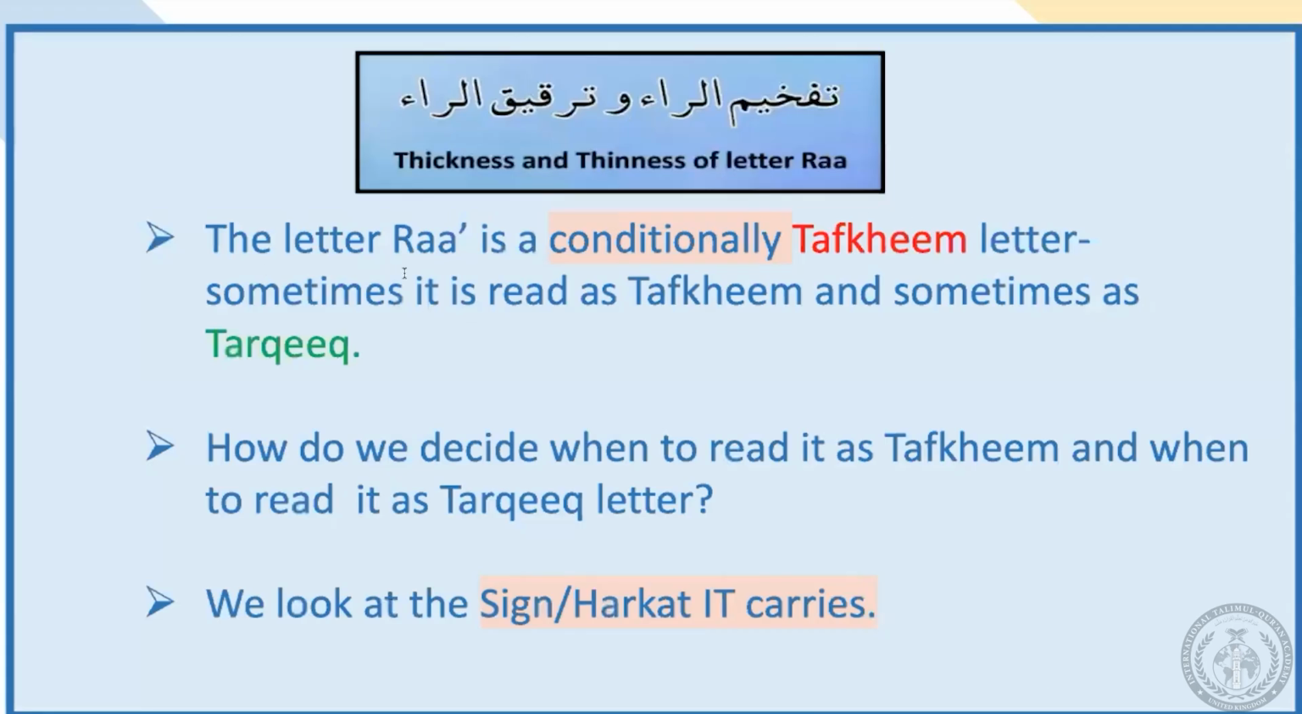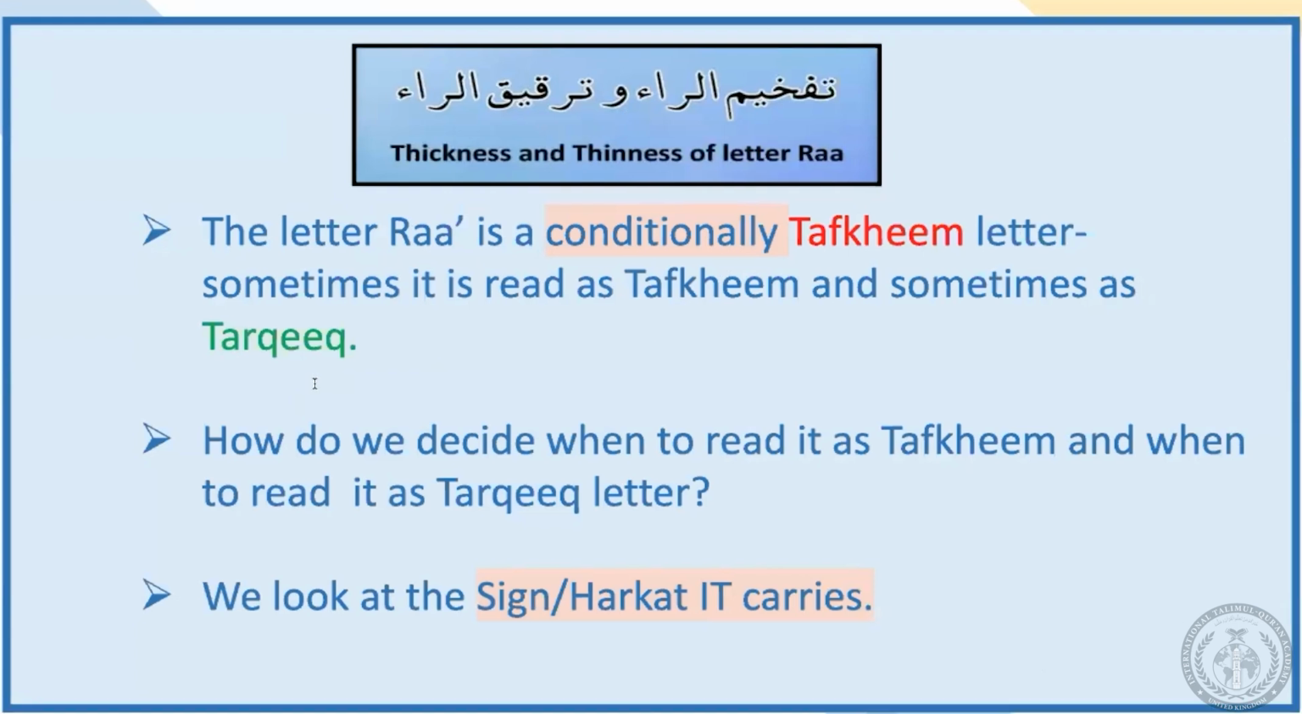Now the letter ra is a conditionally tafkhim letter. Sometimes it's read as tafkhim and sometimes it's tarqiq. So we know if it comes with a kasra, then it's going to be thin, and if it comes with a fatha and dhamma, as we said earlier, it will be recited with thickness, raw. And I gave you the example of the raw vegetable. Raw, as in English, we say raw vegetable. Okay. And how do we decide when it is to be read as tafkhim or to be read as tarqiq? Well, we look at the sign it carries.